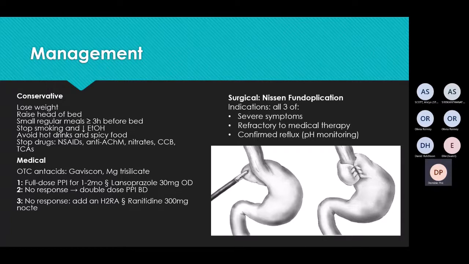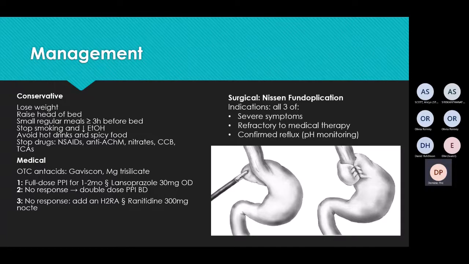And so if they have a condition like a hiatus hernia, for example, this is also the treatment for that. The image shows the Nissen fundoplication, which is a surgery performed through a keyhole incision, or a series of keyhole incisions, where the fundus of the stomach, which is the bit being grabbed by that little grabber there, is wrapped around the lower esophagus and forms a little cuff.